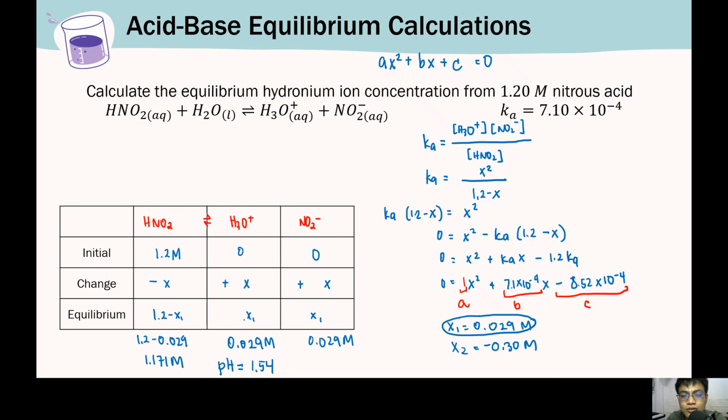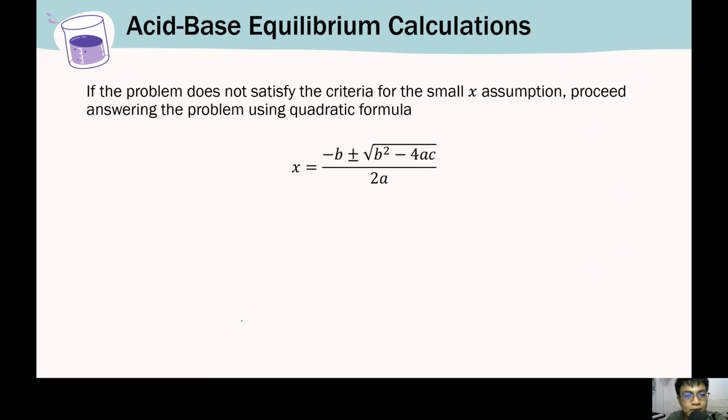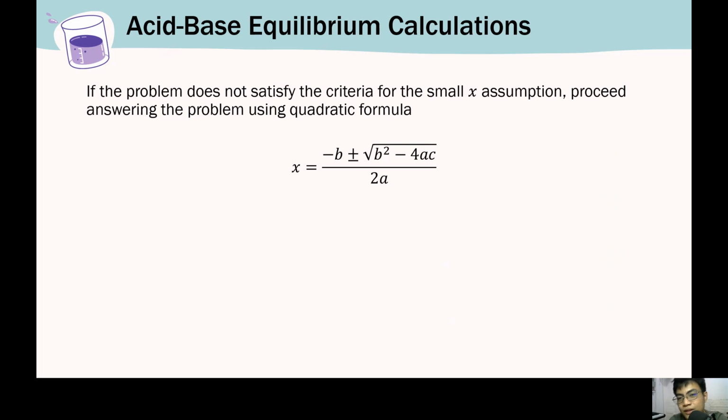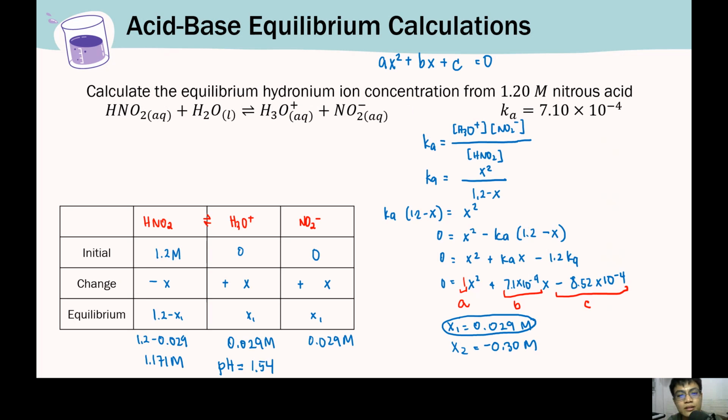Now, okay, so there's actually a shortcut here, and the shortcut is called the small x approximation. So, what does that mean? Okay, so first though is that in order for you to know whether you're going to apply the small x approximation, you have to know the ratio of the concentration by the equilibrium constant. If the ratio of the concentration and the equilibrium constant is greater than 1000, then you can use the shortcut. Okay? So, if hindi pwede yung shortcut, edi you have to do the quadratic equation. So, let's look at this problem. Can we apply the shortcut?